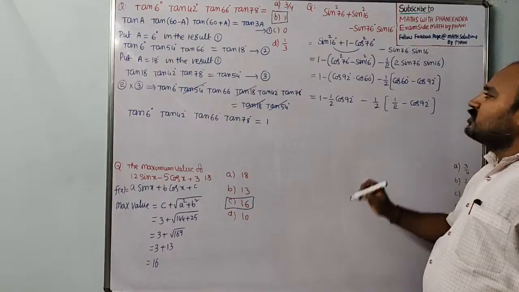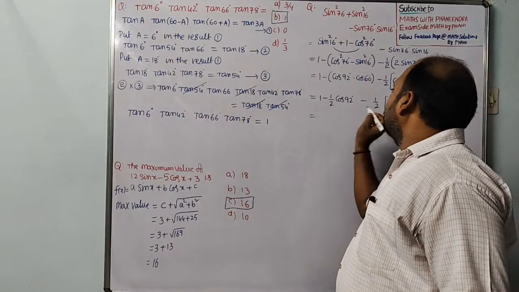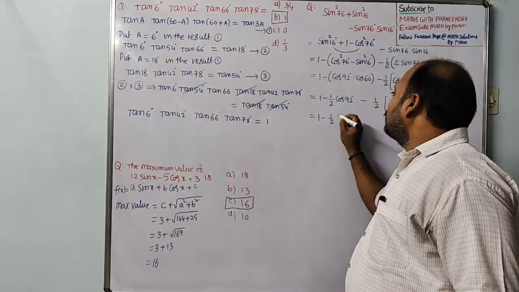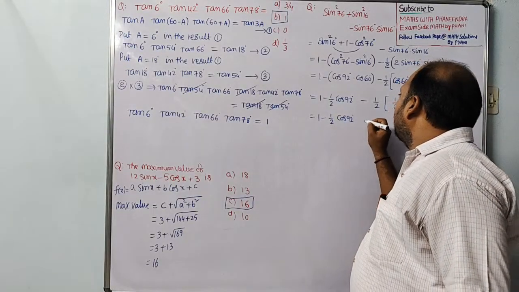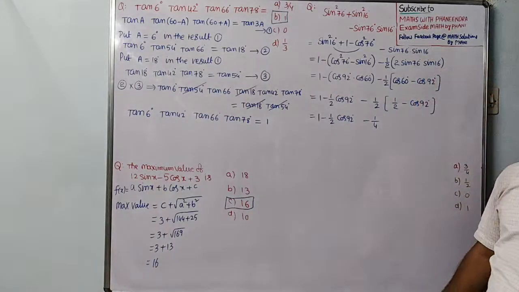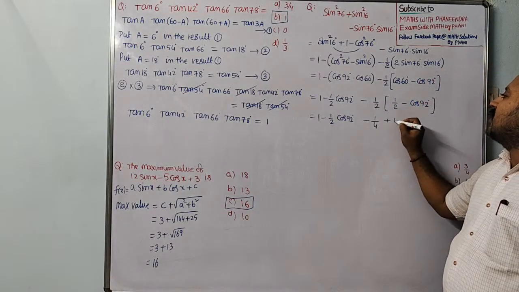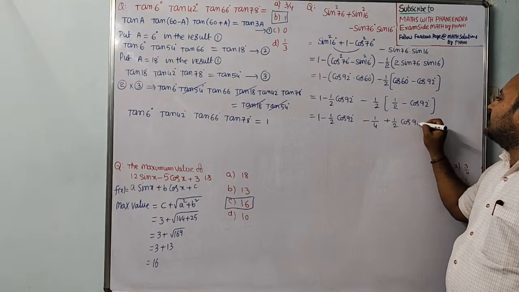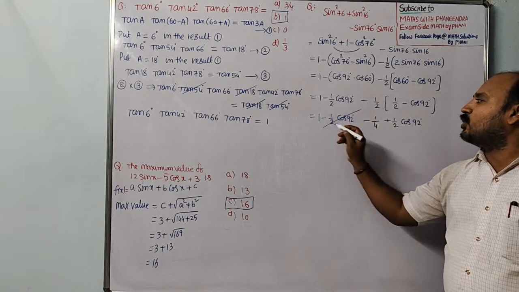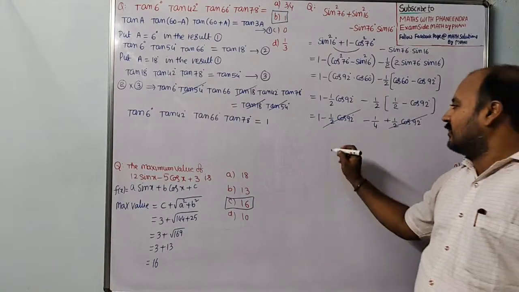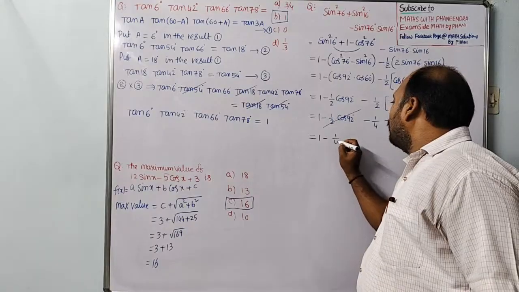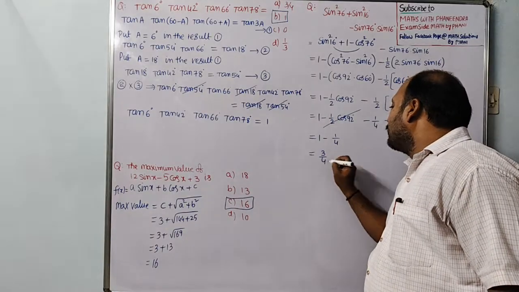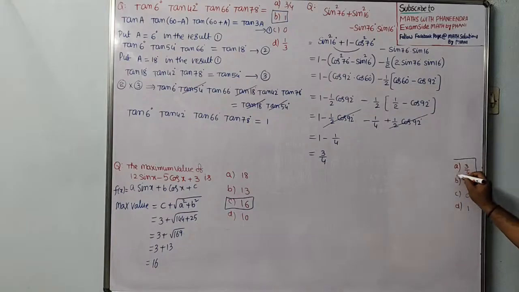Now you are going to remove this bracket by multiplying with minus 1 by 2. 1 minus 1 by 2 cos 92 degrees, minus 1 by 2 into 1 by 2 is 1 by 4, minus into minus is plus, 1 by 2 into cos 92 degrees. So minus cos 92 degrees plus cos 92 degrees get cancelled. The remaining is 1 minus 1 by 4, which is equal to 3 by 4. So the first option is the right option for this question. I hope you understand, dear students. We'll move on to another set of questions.